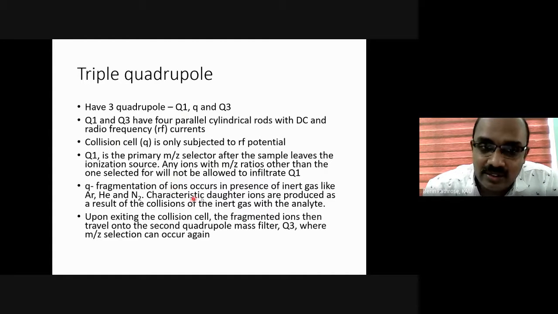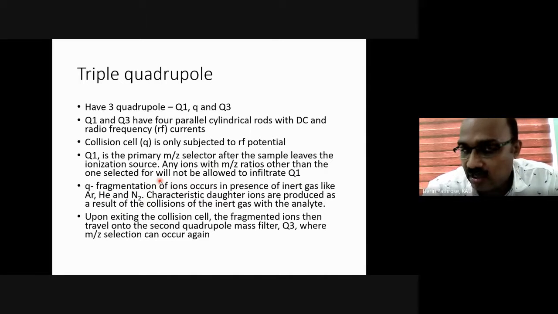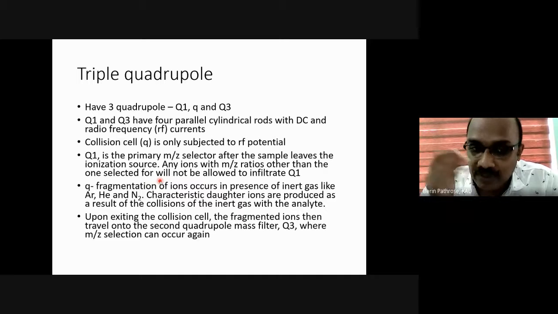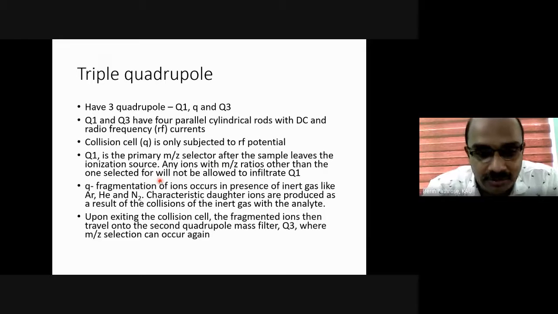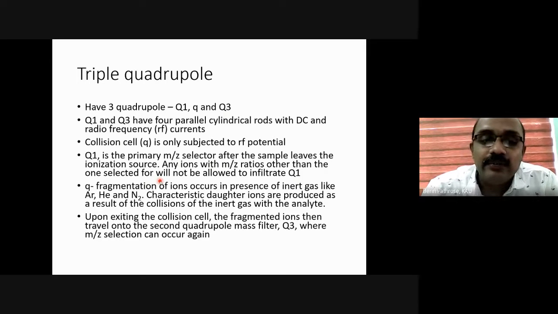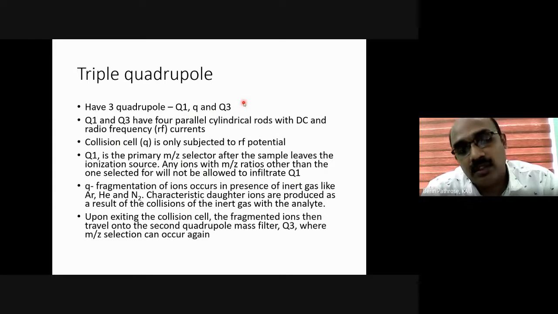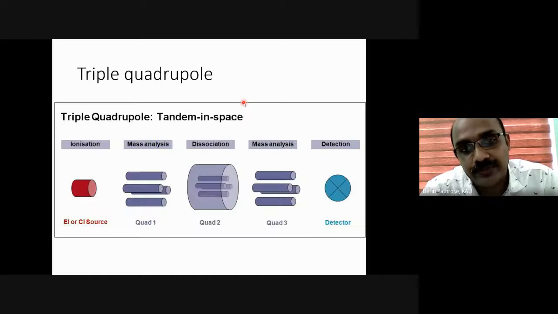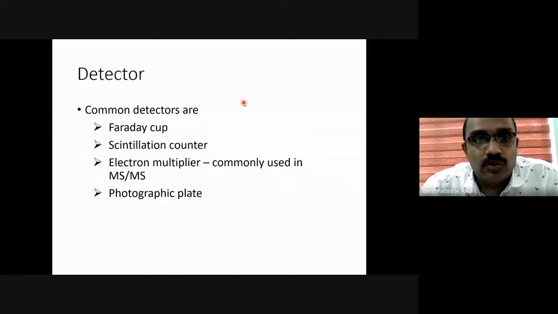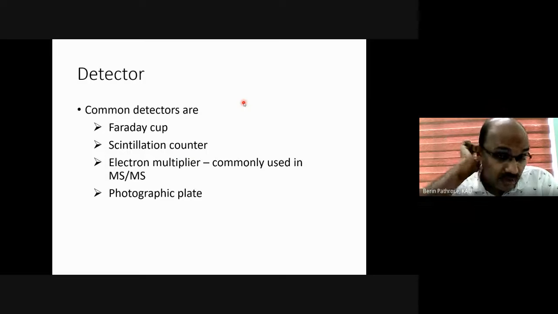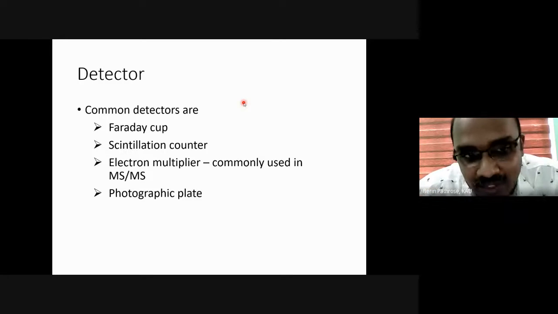It reaches the collision cell, that is the second quadrupole, where in the presence of inert gases like argon, helium, or nitrogen, here in our machine we use argon, it is fragmented or broken down into characteristic daughter ions. And the molecular weight of these daughter ions will again be measured in the third quadrupole. I'll finish within 2 minutes.